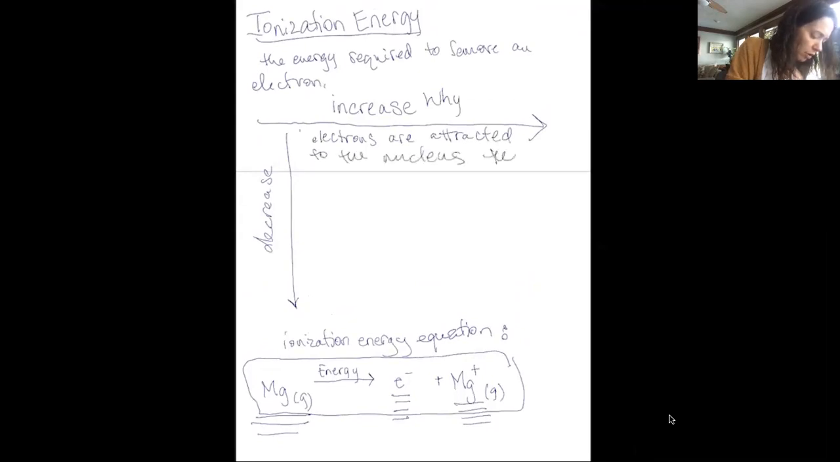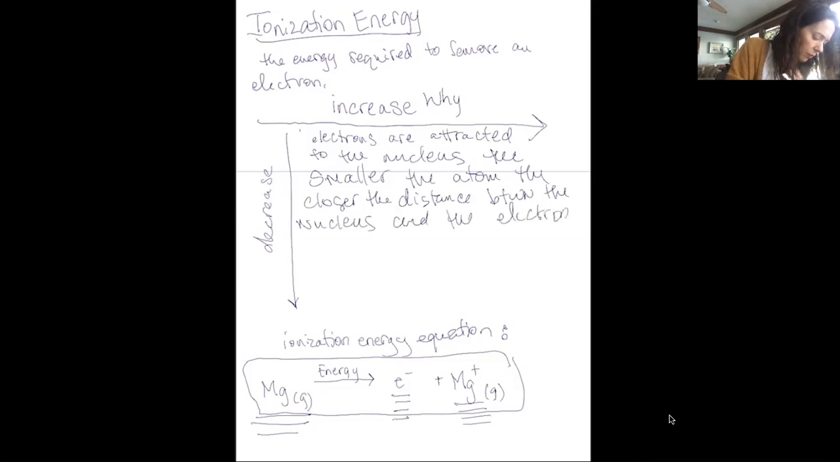The smaller the atom, the closer the distance between the nucleus and the electron. Thus, the harder it is to remove.